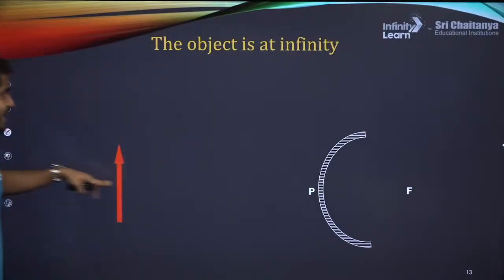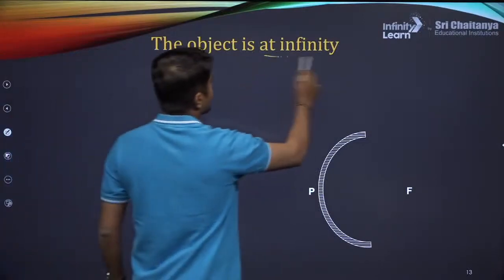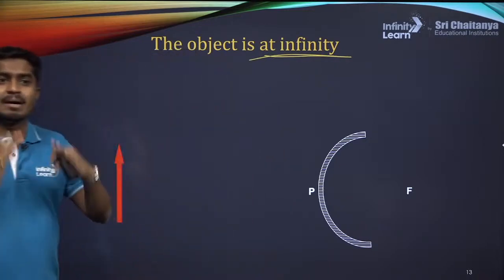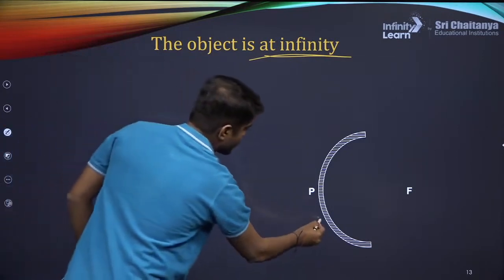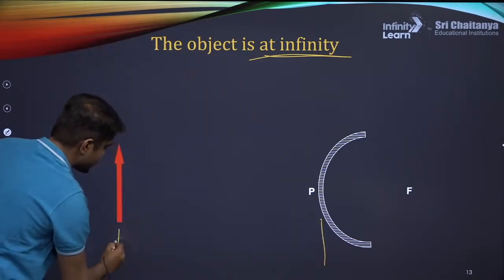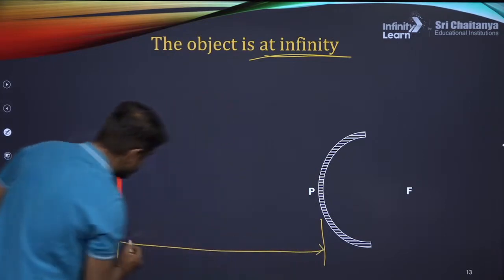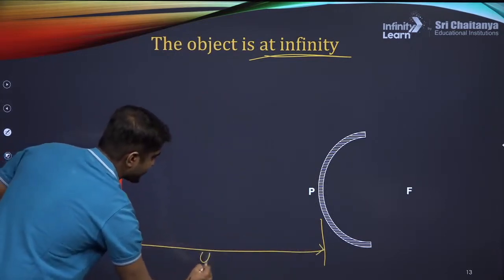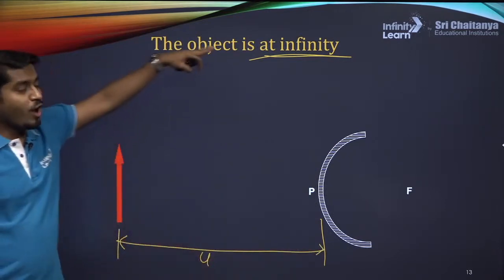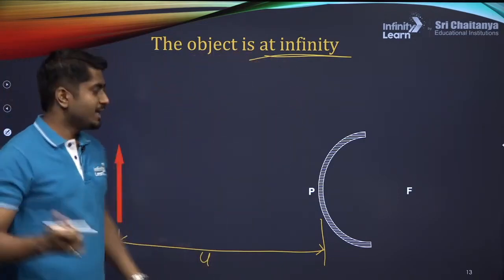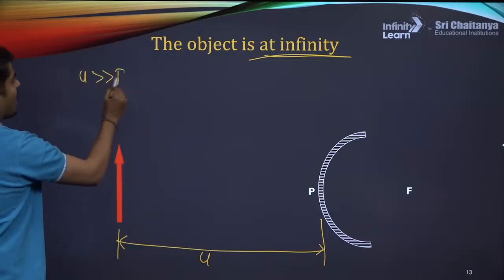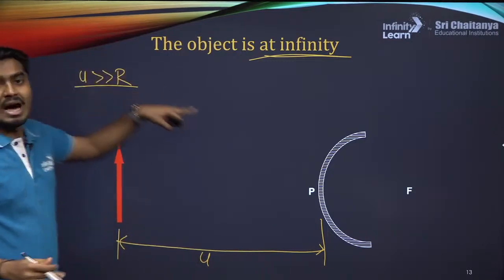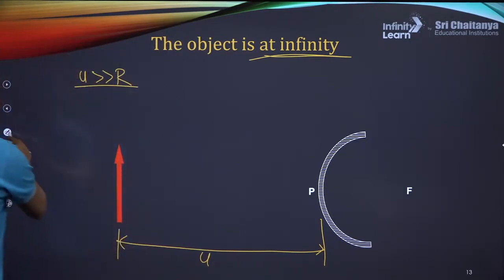First, the object is at infinity. Which case will you call infinity? Something which is very far. Let's suppose there is our mirror. There is a pole and this distance here is the object distance u. When you call something to be at infinity, this u is much greater than r. What is r? R is the radius of curvature, or you can say much greater than the focal length.